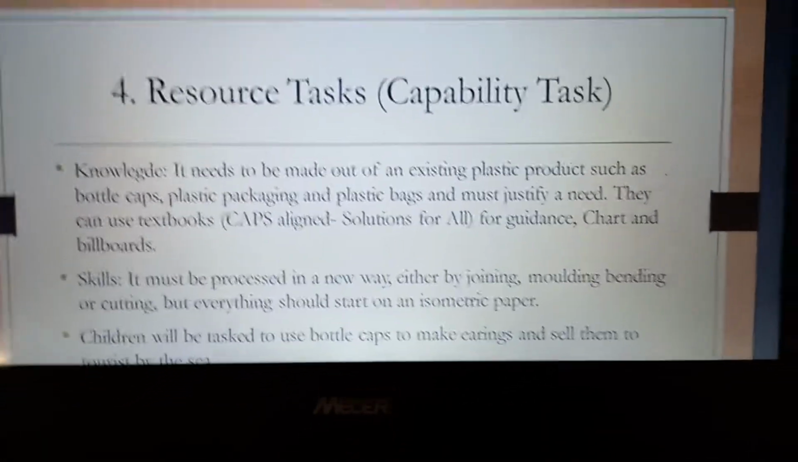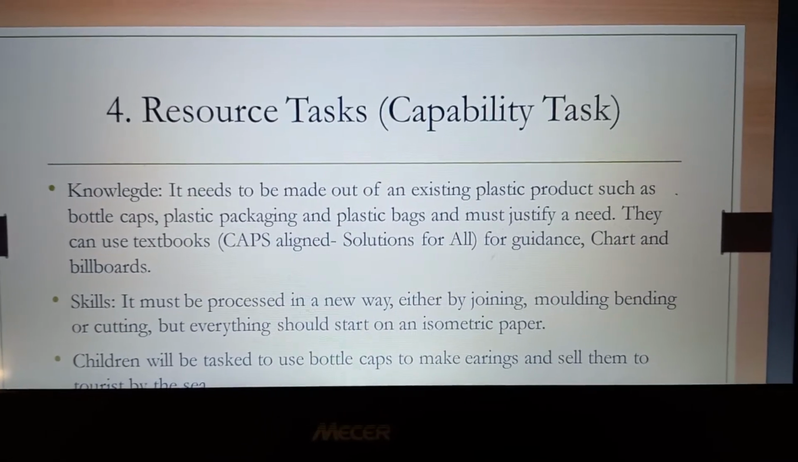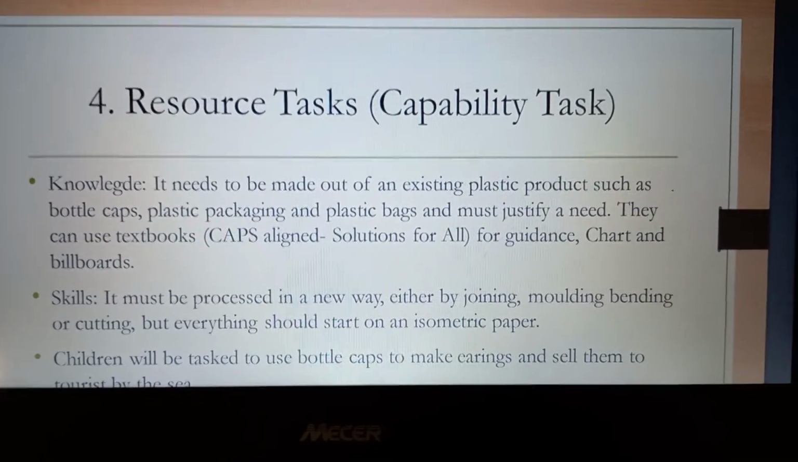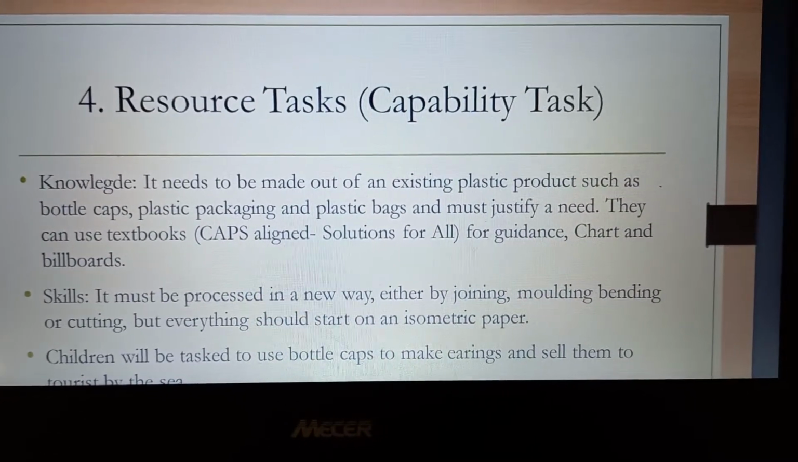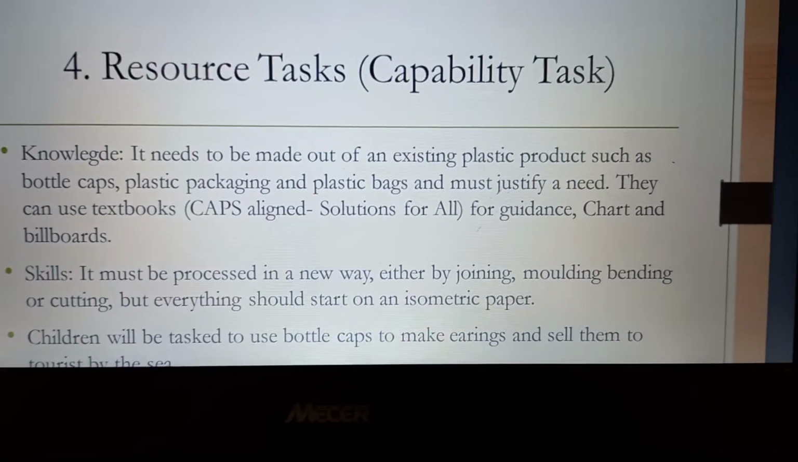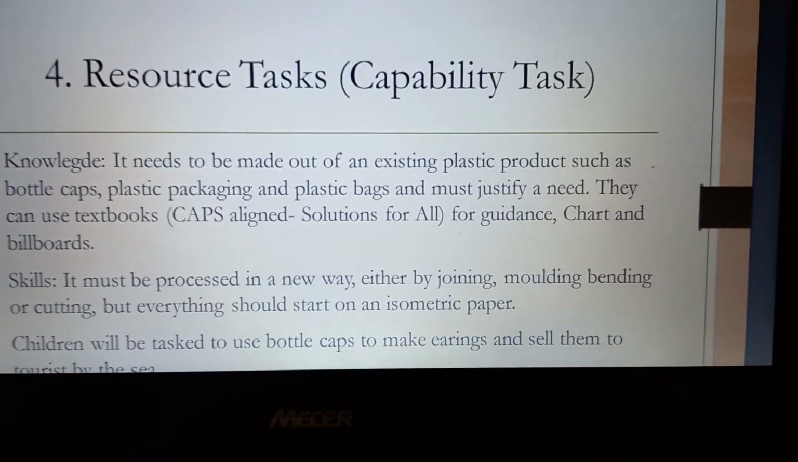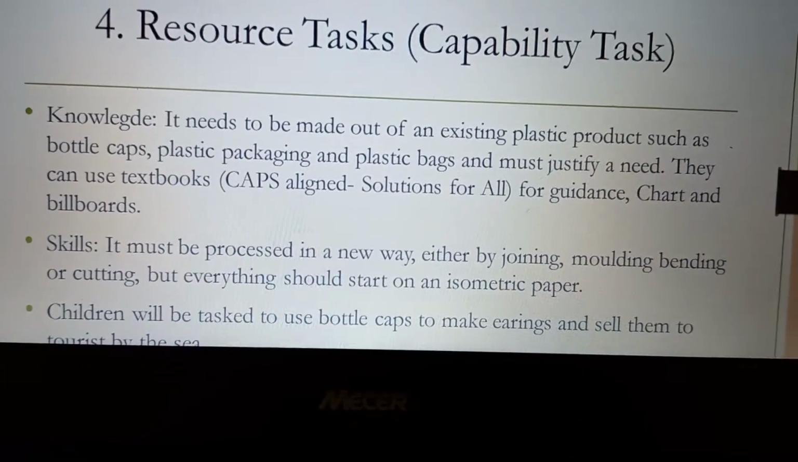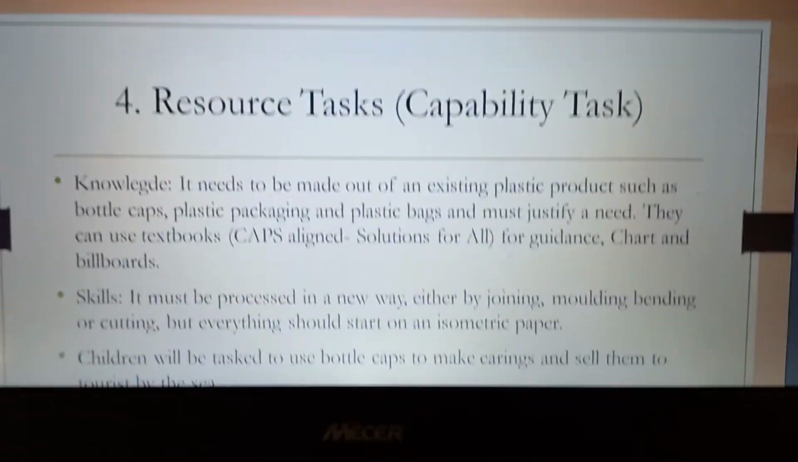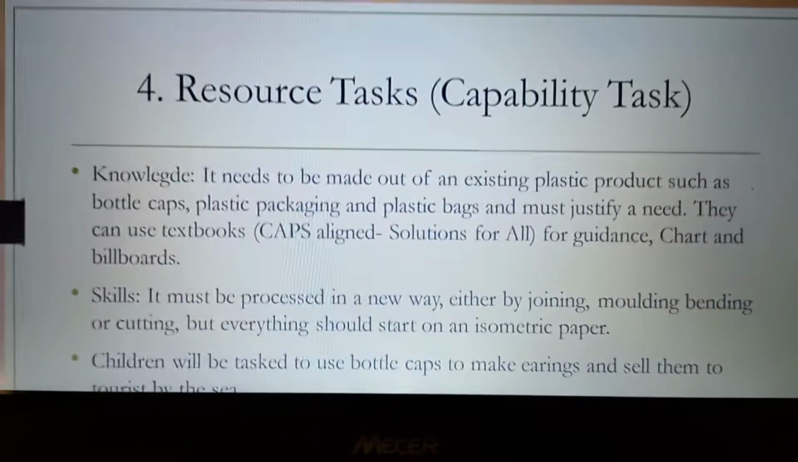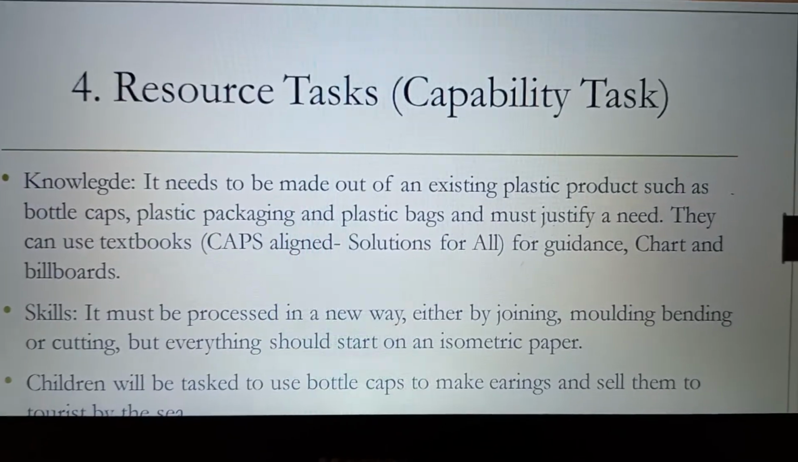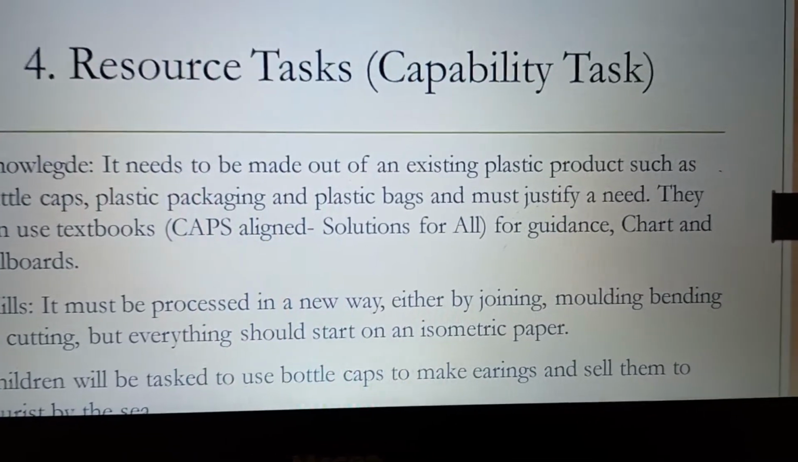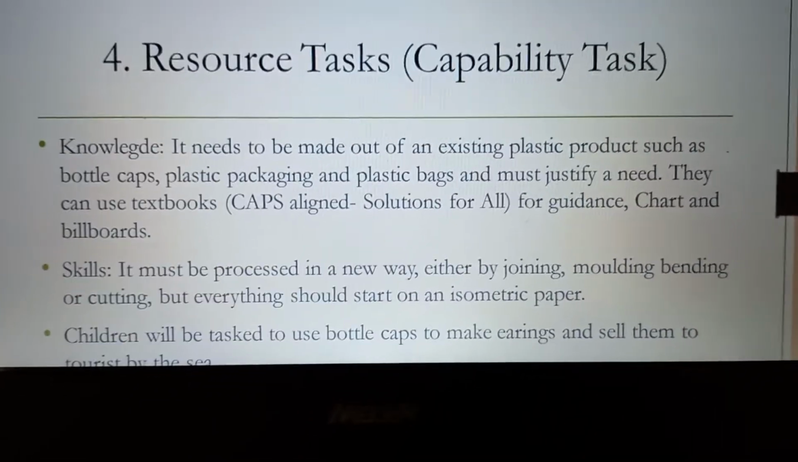And my question 4 was supposed to be the resource task, which is the tech capability task. Here we involve knowledge and skills, and we had to make something out of the existing plastic products such as bottle caps, and I used the textbook, which is CAPS aligned, called Solutions for All for Grade 9. And this task can be done by Grade 9s as well, because they recycle the plastic bottle caps just to make earrings. Even a Grade 8 learner can also do it.